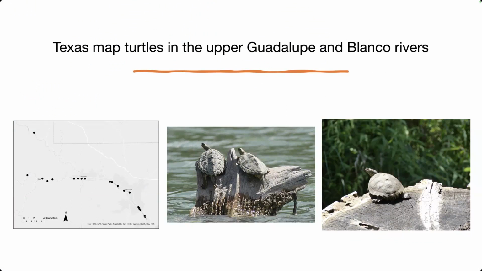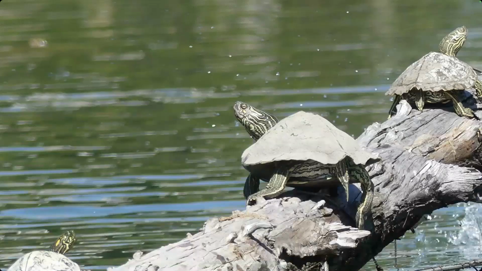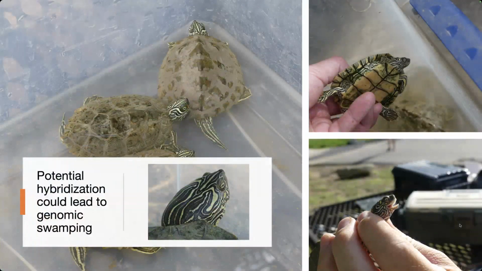This map on the left shows locations where we've found and documented Texas map turtles in the Guadalupe. You can see they extend for a distance of about 40 river kilometers. And importantly, we've also seen individuals that look intermediate. For example, the individuals on the right here have a broad post-orbital bar and these weird concentric oval circles that look exactly intermediate between what you would expect of a Texas map turtle and a Cagle's map turtle.